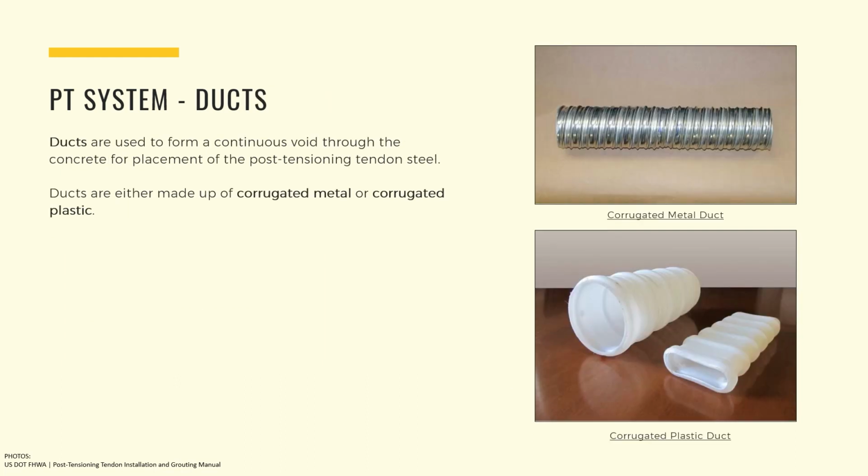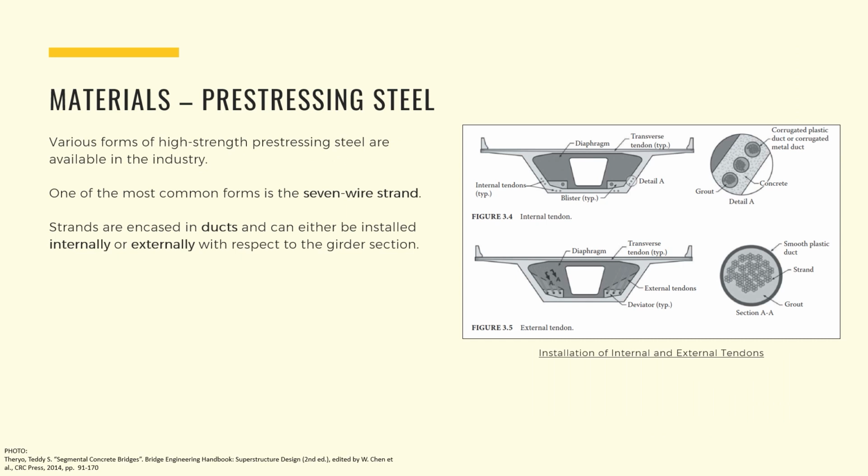Moving on, ducts are also part of the PT system. Ducts are used to form a continuous void throughout the concrete for the placement of the post-tensioning steel. Ducts are made of either corrugated metal or corrugated plastic. There are a lot of available high-strength pre-stressing strand configurations, but the most common one is the 7-wire strand. These strands are commonly available in 0.5 and 0.6 inch diameters. These strands and the ducts can be installed either internally or externally.